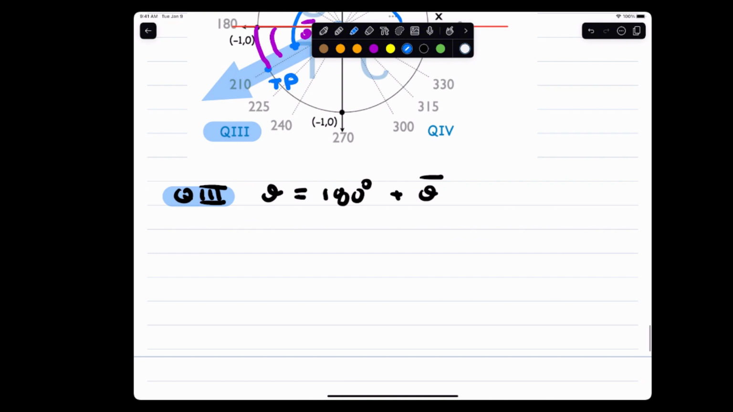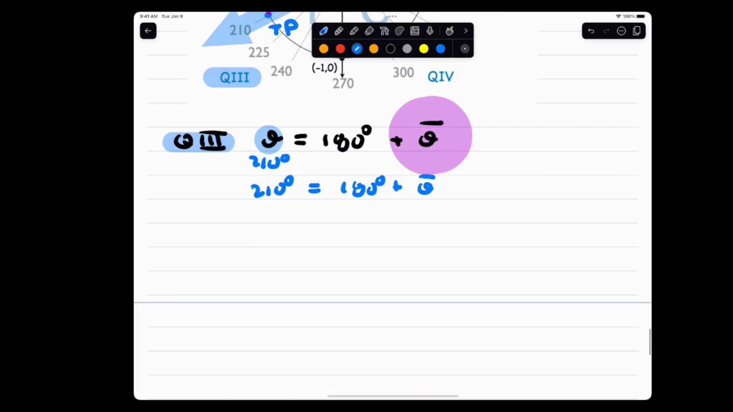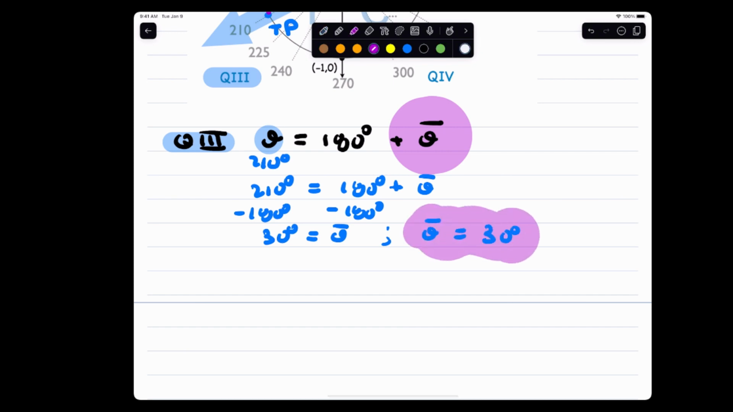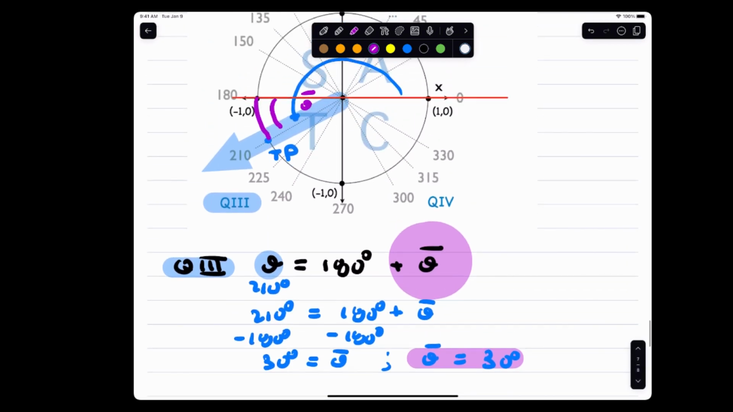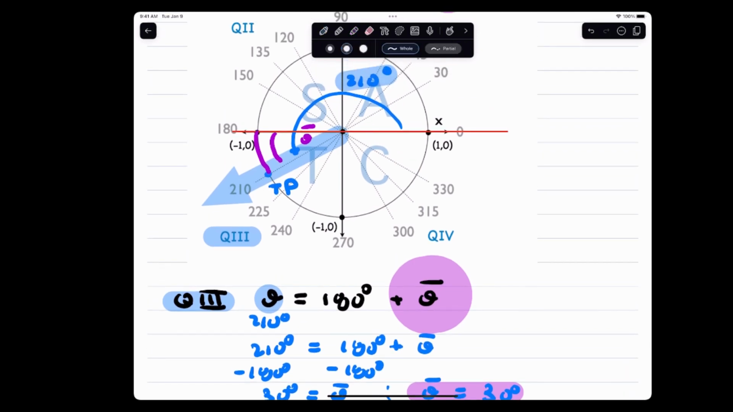So if I say to you guys, hey, what is the reference angle? You already know the angle theta is 210 degrees. So this is how we want to think of that. This becomes 210, which is 180 plus that reference. If I subtract the 180 from both sides, what does that give me for the reference angle? 30 degrees is your reference angle. So the reference angle equals 30 degrees. There it is. It's a 30-degree angle. Does that make some sense? So that has to be 30 degrees here.